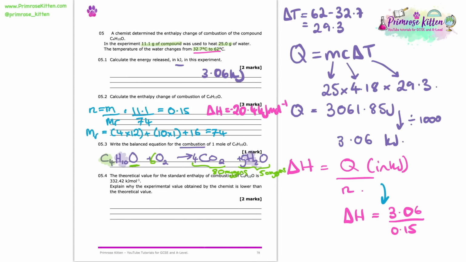So next up, we're told that the theoretical value for the standard enthalpy of combustion of C4H10O is 332.42 kilojoules per mole. And we're asked to explain why the experimental value obtained by the chemist is lower than the theoretical value. You can see it really is quite a lot lower, isn't it? Because we got a value of minus 20.41, and here we're saying it should have actually been 332. So let's think of some ideas why.